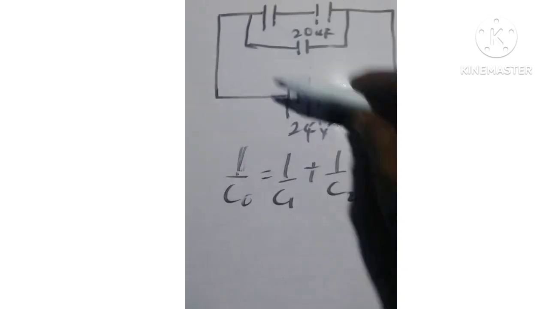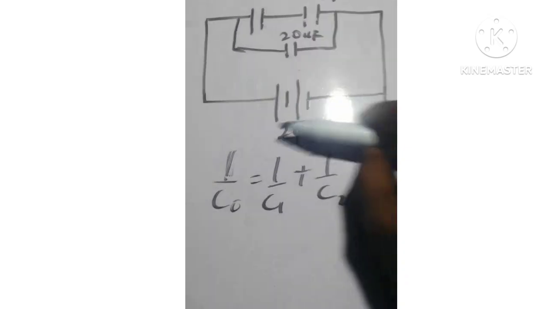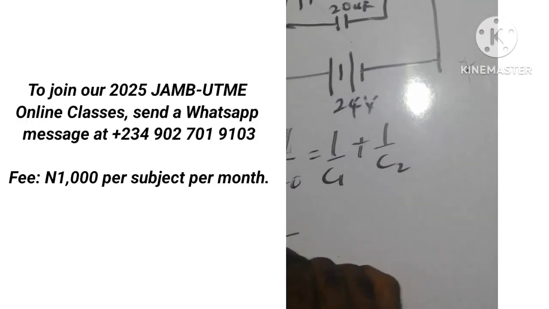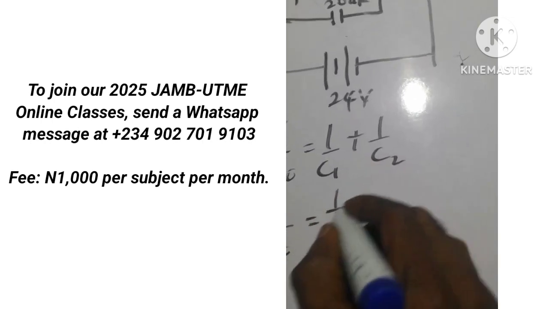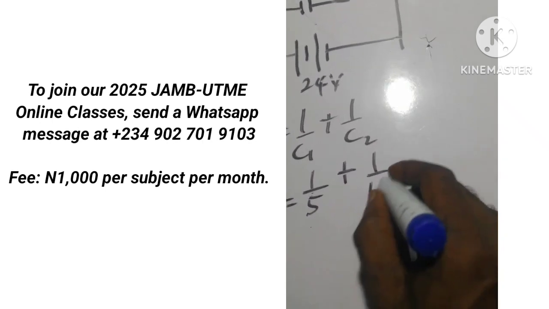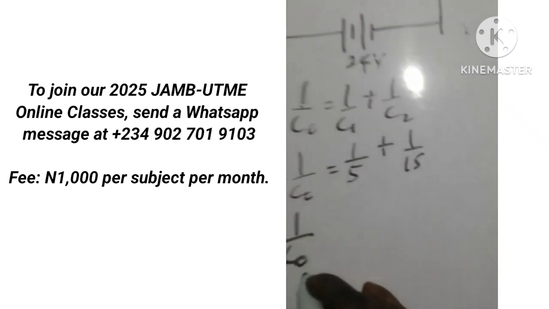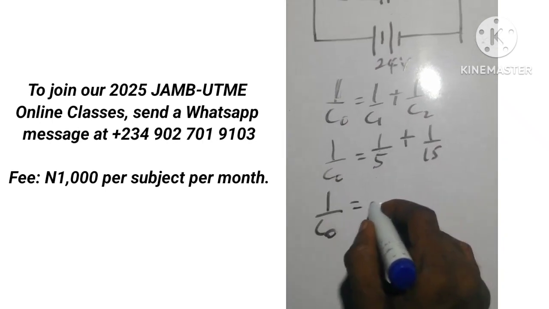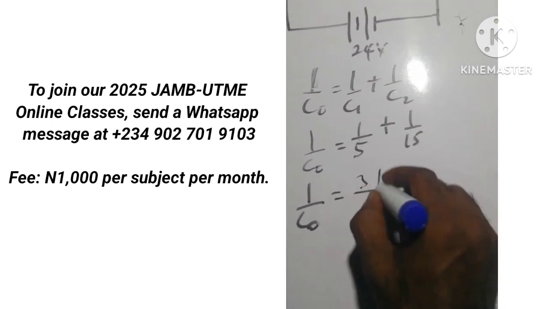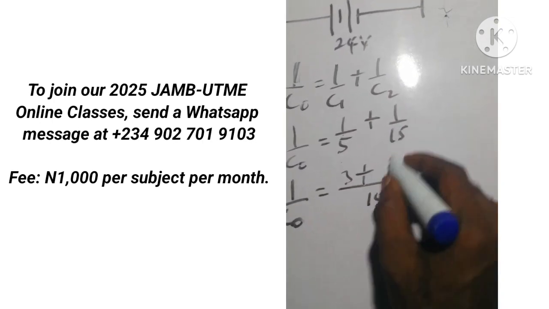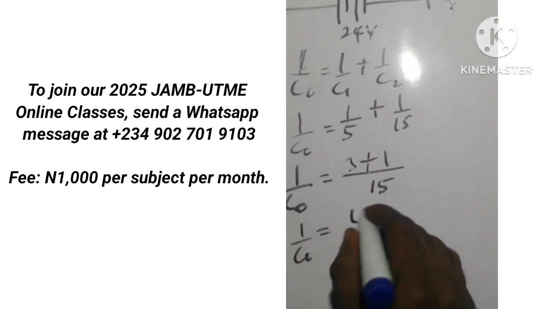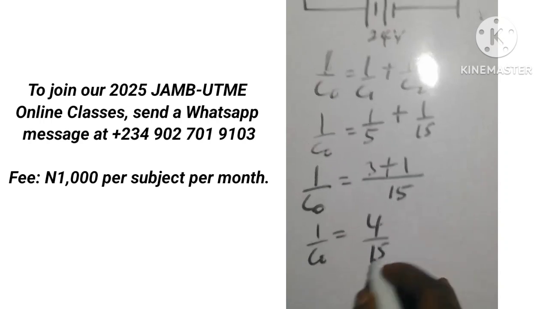And if you look at this, the charge is missing. Now, since we have gotten this, that becomes 1 over C0 equals 1 over your C1 is 5 plus 1 over your C2 is 15. Now, 1 over C0 will become, the LCM of both of them is 15. 5 into 15 is 3, 3 times 1 is 3, plus 15 into 15 is 1, 1 times 1 is 1. So 1 over C0 equals 4 over 15.